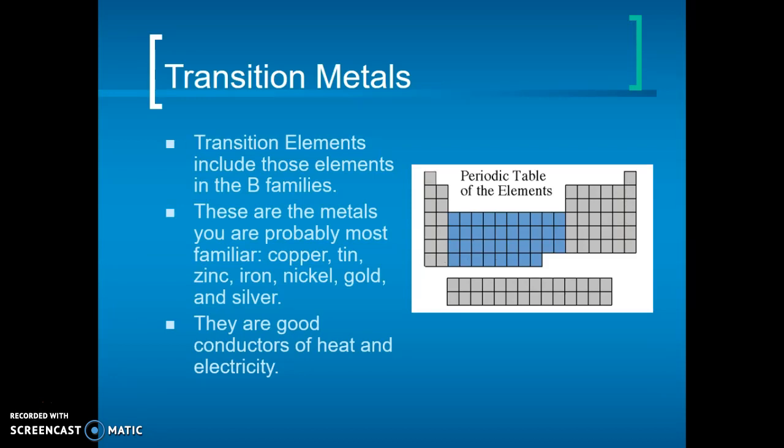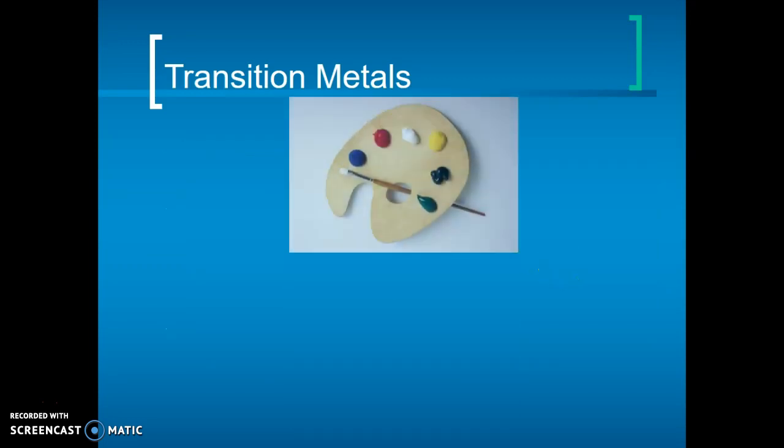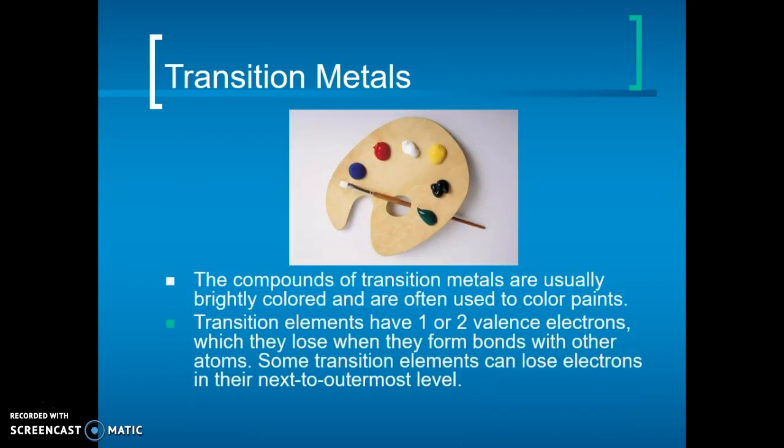But just know that most of the metals you're familiar with are in here: copper, tin, zinc, iron. So these tend to be the stronger, harder kind of metals that we are familiar with. Good conductors of heat and electricity. So the compounds of transition metals are also often the brightly coloured ones, used to colour paints and things like that as well.